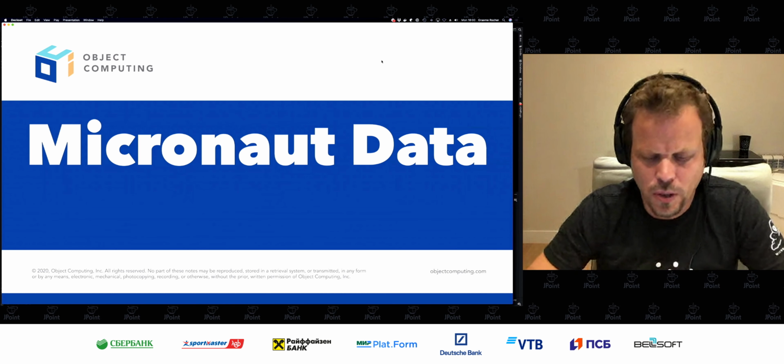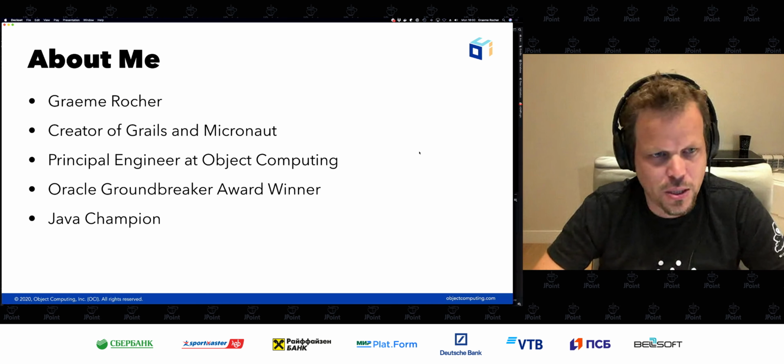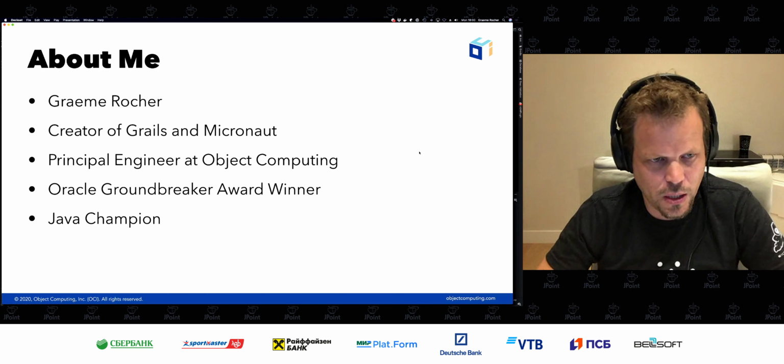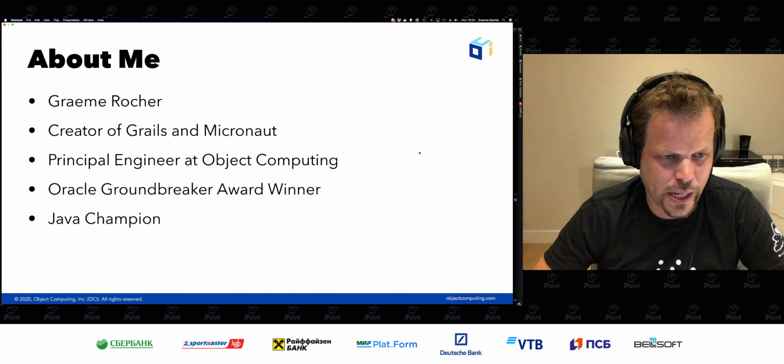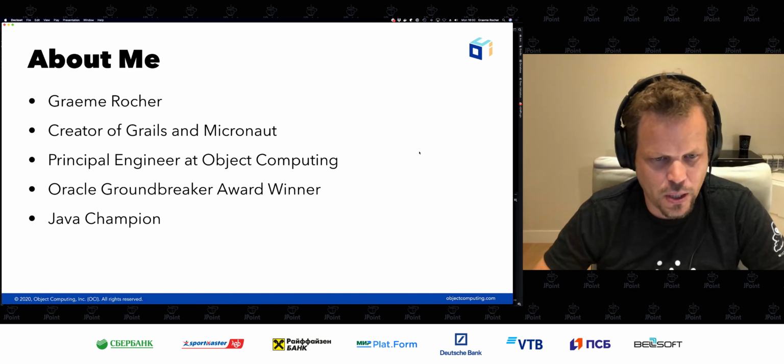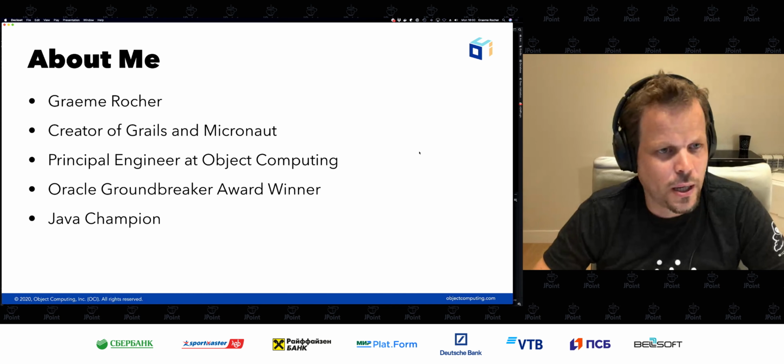For those of you who missed my previous talk, my name is Graeme Rocher. I'm the creator of Grails and Micronaut, and I'm an engineer at Object Computing and a Java Champion and various other things.